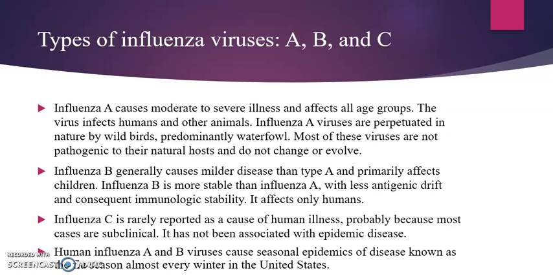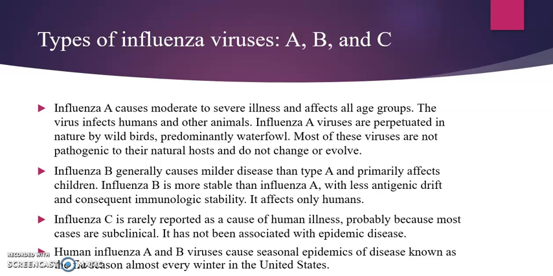Types of influenza viruses, which are A, B, and C. Influenza A causes moderate to severe illness and affects all age groups. The virus infects humans and other animals. Influenza A viruses are perpetuated in nature by wild birds, predominantly waterfowl. Most of these viruses are not pathogenic to their natural host and do not change or evolve.